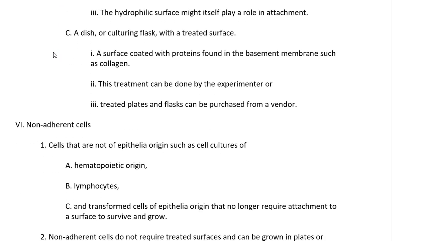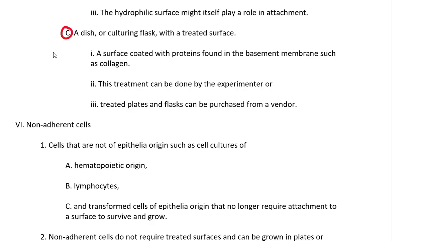The third option is a dish or culturing flask with a treated surface. A surface coated with proteins found in the basement membrane, such as collagen. This treatment can be done by the experimenter, or treated plates and flasks can be purchased from a vendor.